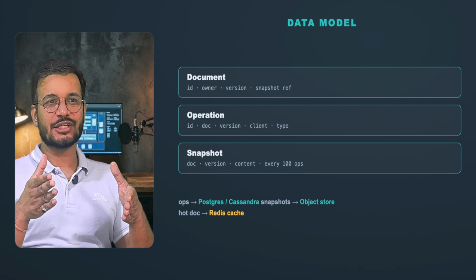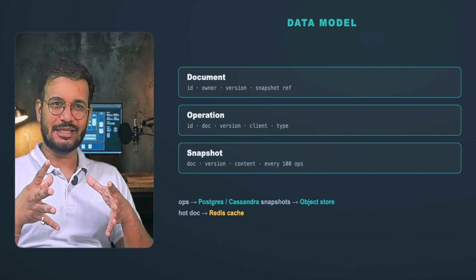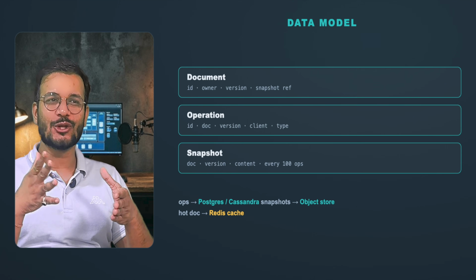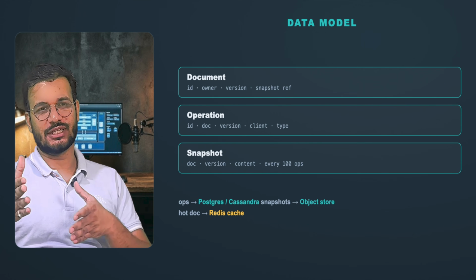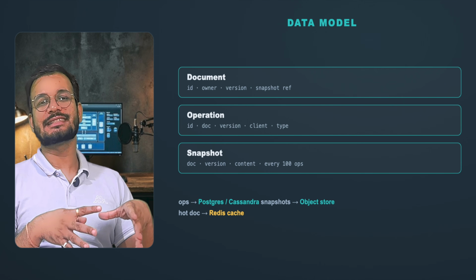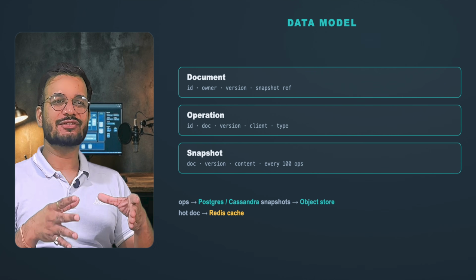Now for storage, operations go to relational databases like Postgres or an append-only log like Cassandra. Then snapshots go to object storage. The current document content is cached in Redis for fast reads, so users can open the document easily.